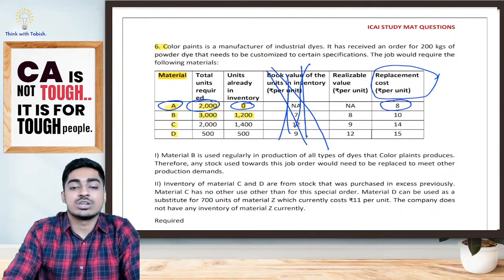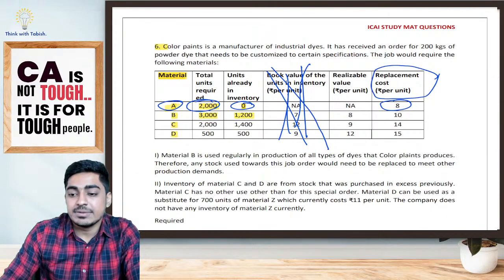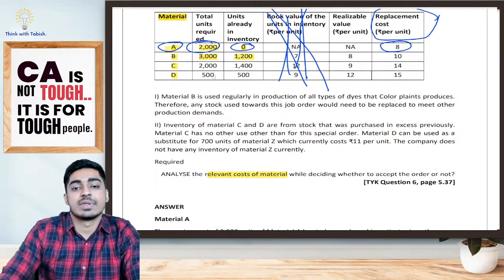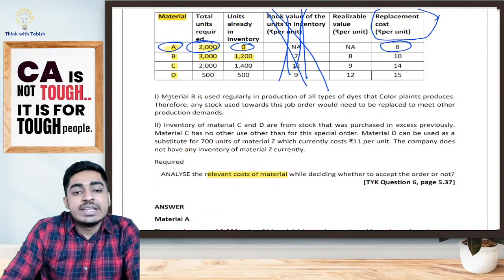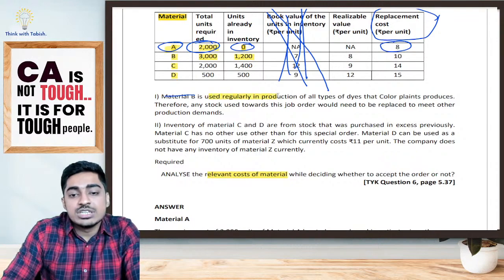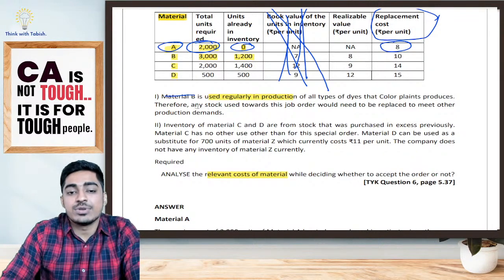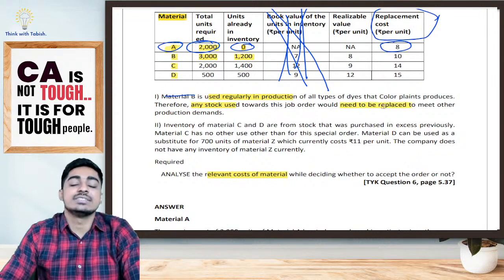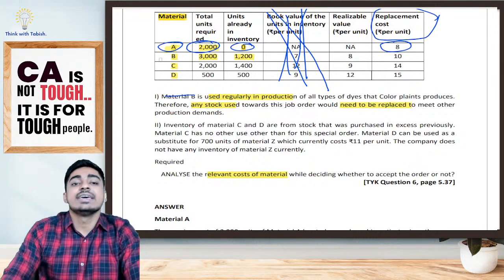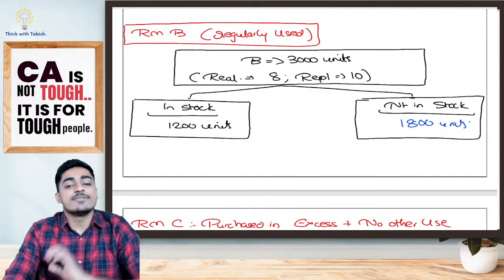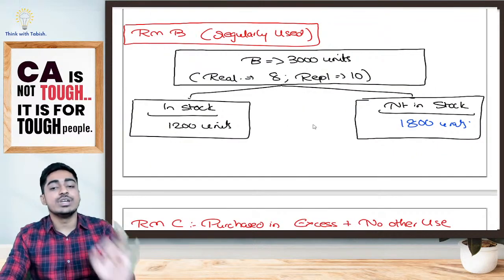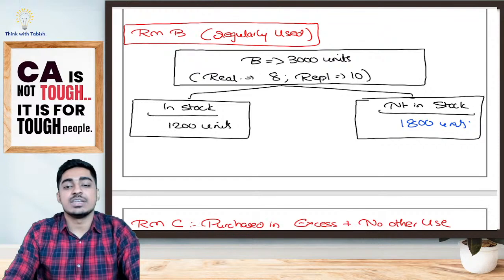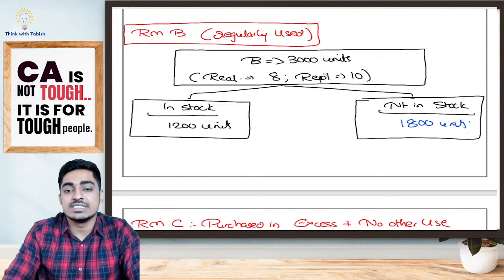Now, what is the question telling about raw material B? Raw material B is regularly used in the production. Therefore, any stock towards this job order would need to be replaced. So even if it is there in stock, if you are buying, you need to replace it. The replacement cost is 10 rupees, which is given here.